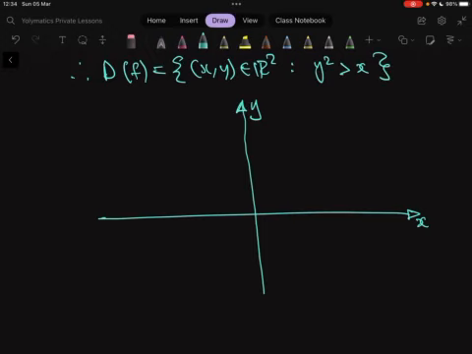Every time you want to plot the domain of a particular multivariable function, the first thing is you must sketch the condition itself. Which means first you must sketch that condition and show how it looks inside the Cartesian plane. So how do we sketch that?